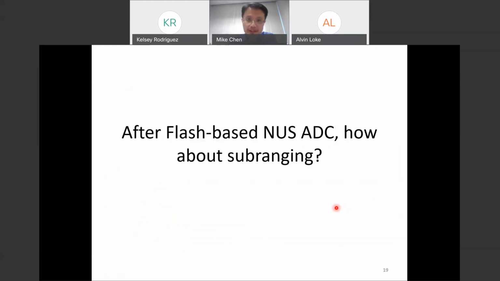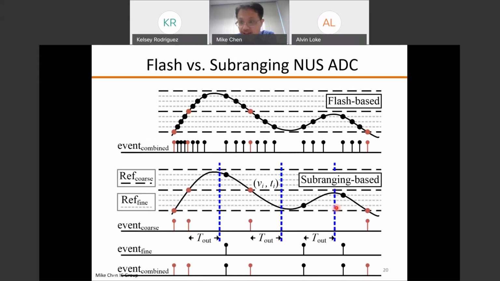Okay. All right. So after we are done with the flash-based ADC, right? We kind of asked ourselves, what's next? What can we do? So we looked at the ADCs that everybody has been designing in the past. After people were doing the flash ADC, if you want to further push higher resolution, people do the so-called subranging, right? So you have a coarse and fine. So we asked ourselves, can we do a similar thing? It turns out, yes, you can actually also do a non-uniform sampling version of the subranging ADC.